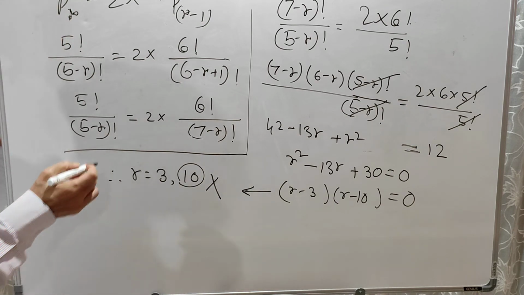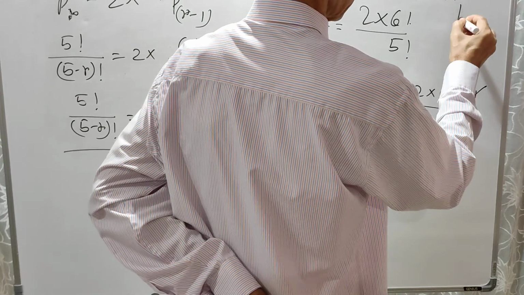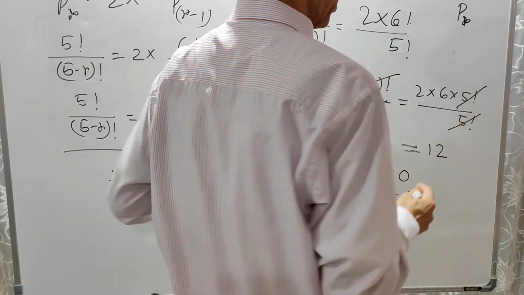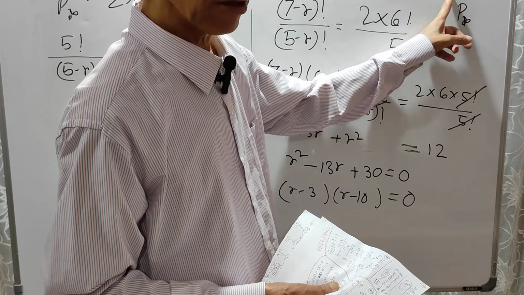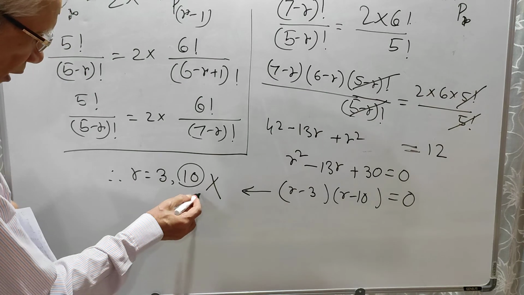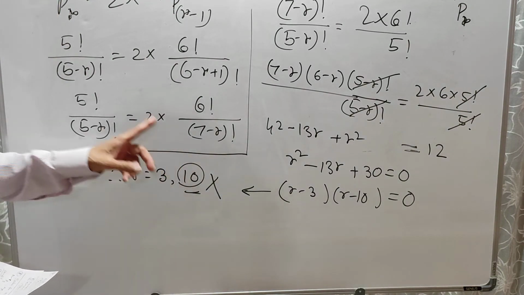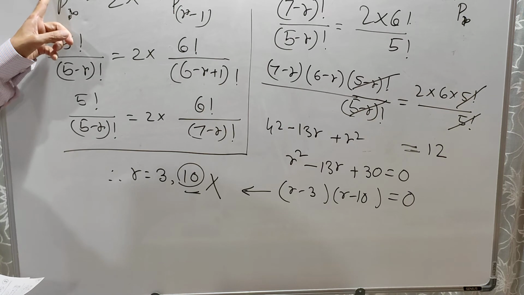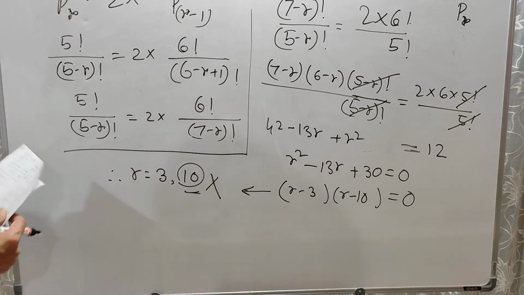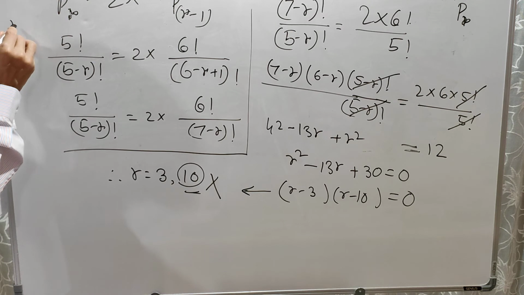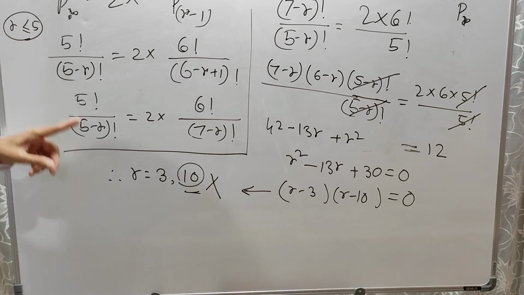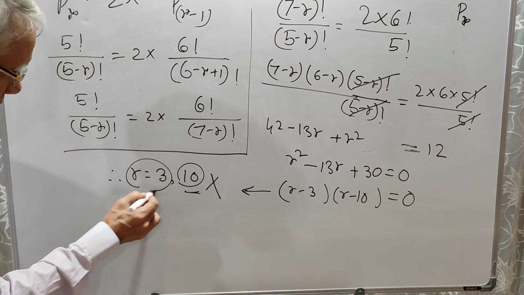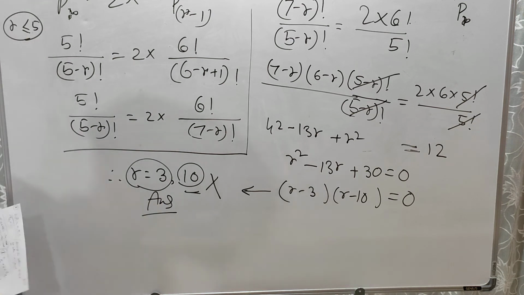So in NPR, in the formula NPR, r is equal to n or less than n. r is equal to n or less than n, cannot be greater than n. So the value of 10 is not acceptable. What reason you will give? Because it cannot be greater than 5. So here r should be less than or equal to 5. Therefore this value is not acceptable. So finally this is the answer. So what is the answer? r equal to 3. So this is how you can solve. Is it clear?